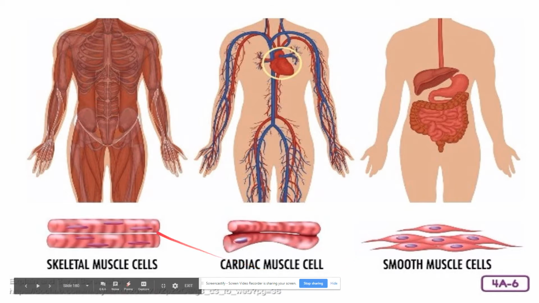So let's look at the picture real quick on your screen. You see you have skeletal muscle, and look at how its shape is compared to the cardiac muscle. And then the smooth muscle. So these are all muscle cells, but each muscle cell is shaped different depending upon what its function is.